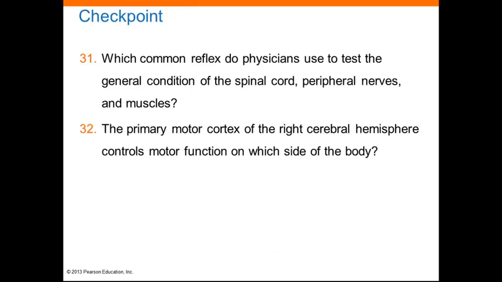So we've reached a checkpoint, so pause the recording and answer these questions before you continue on.